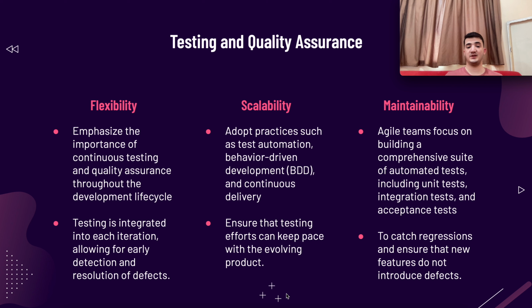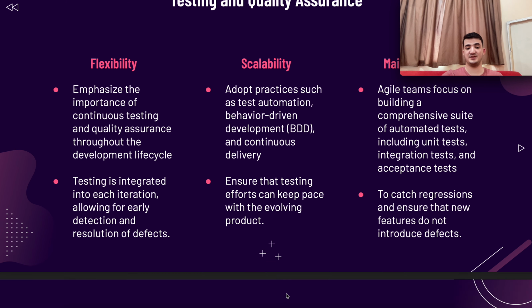Next, we have scalability. So in this stage, you want to adopt practices like test automation or behavior-driven development and continuous delivery. And all of this ensures that testing efforts can keep pace with your evolving project, can grow with your project as your project gets bigger. As for maintainability, the Agile teams really focus on building a comprehensive suite of automated tests, including things like unit tests, integration tests, and acceptance tests. And the purpose of these is to catch regressions and ensure that new features don't introduce defects and that your project can continue to be maintained as it gets bigger and as it progresses into its later stages.